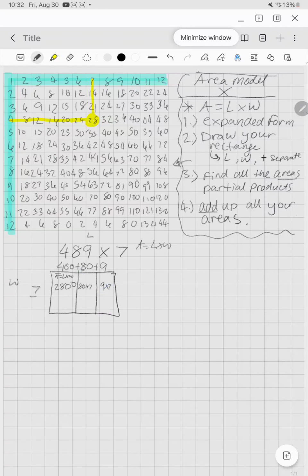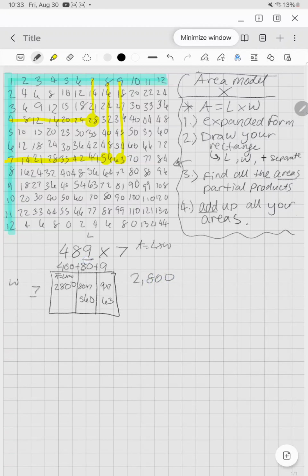8 times 7. I go to 8 and find 7, and they both meet at 56. So I put 56 and I stick my 0 at the end. And 9 times 7, got a 9 and 7. And I can see that my answer is going to be 63. And my last step, I just added all up, 2,800.